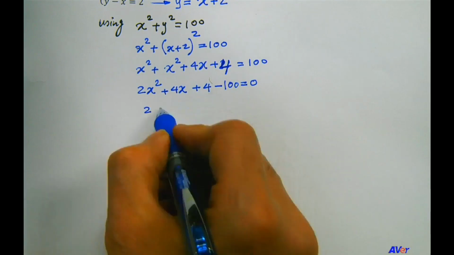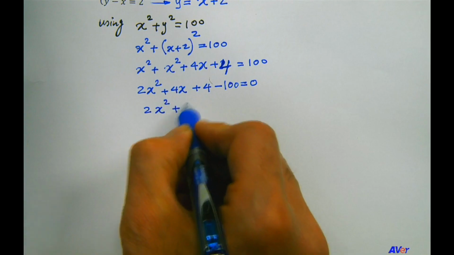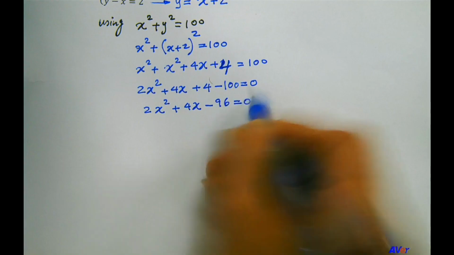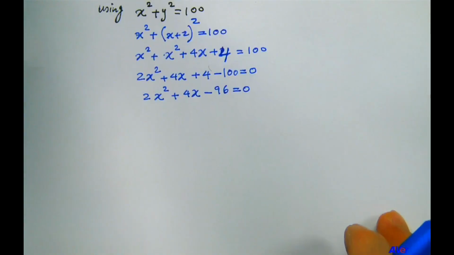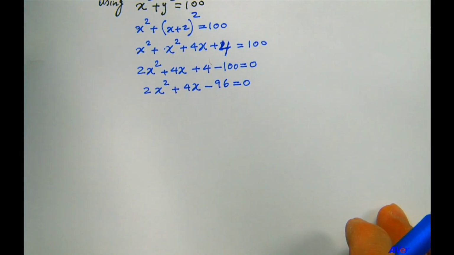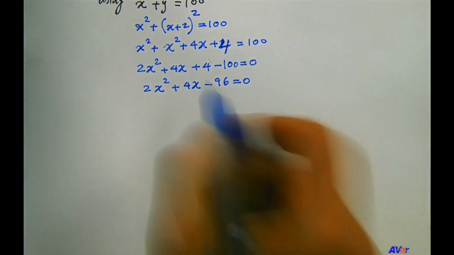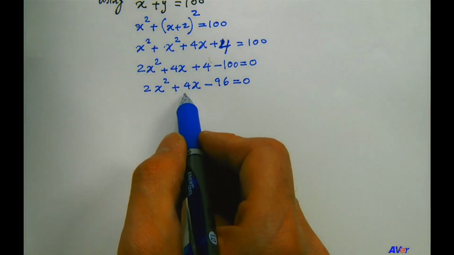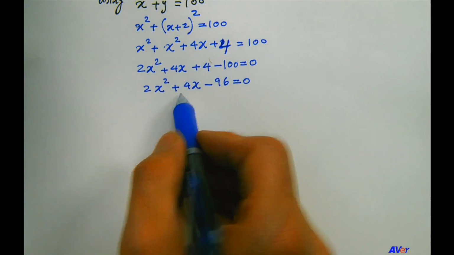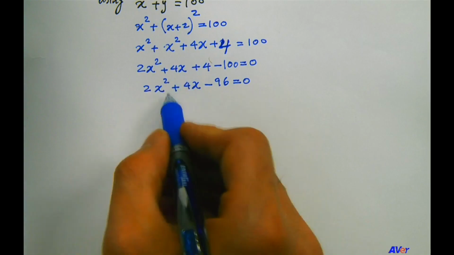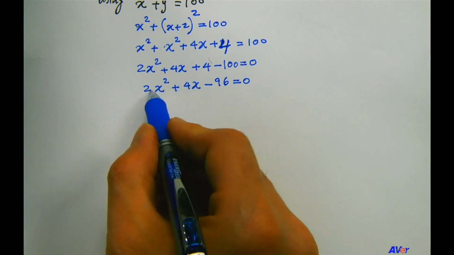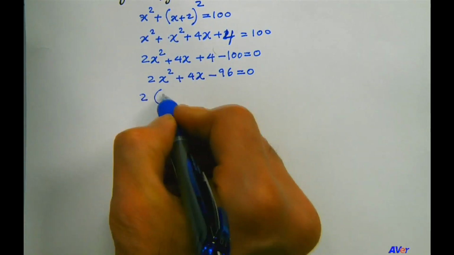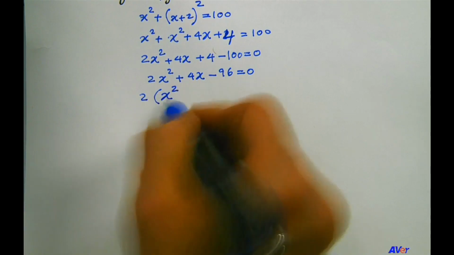Then let's combine these two. 2x squared plus 4x minus 96 equals 0. So we have to solve this quadratic equation. We can apply the quadratic formula, but we might be able to simplify this and factor it more quickly. So let's factor the 2 out first, right? 2 can be factored out in this situation. So factoring the 2 out, we get x squared, right?